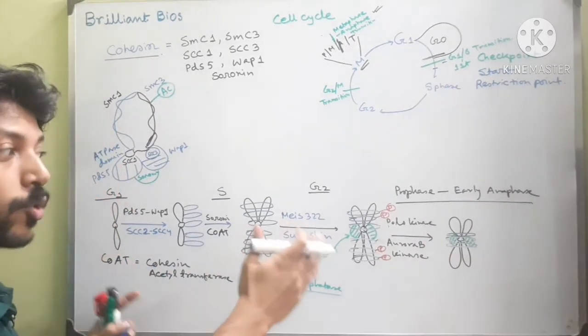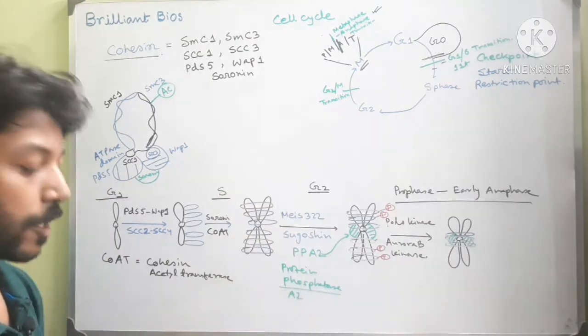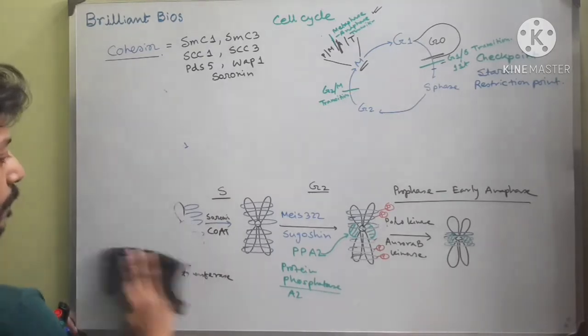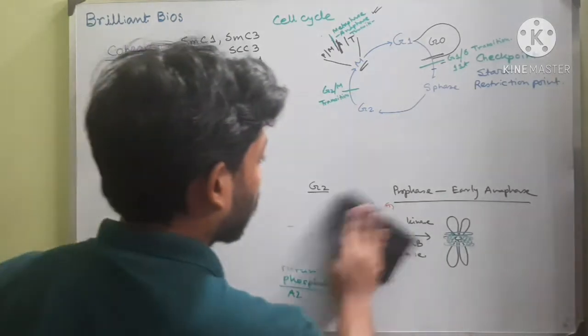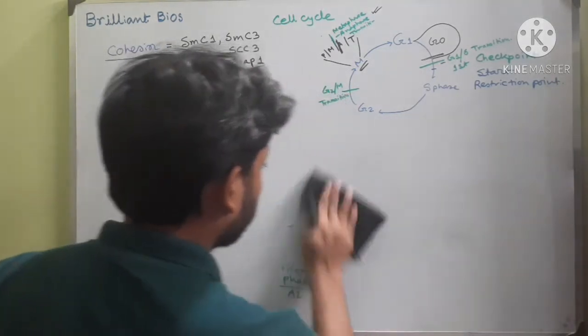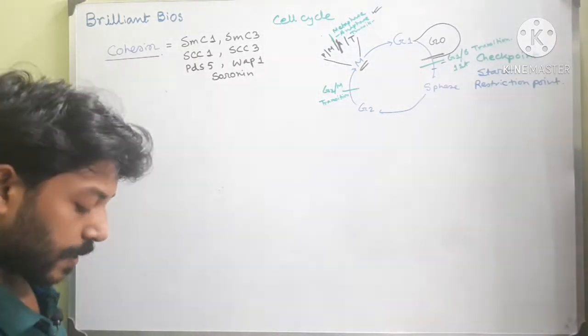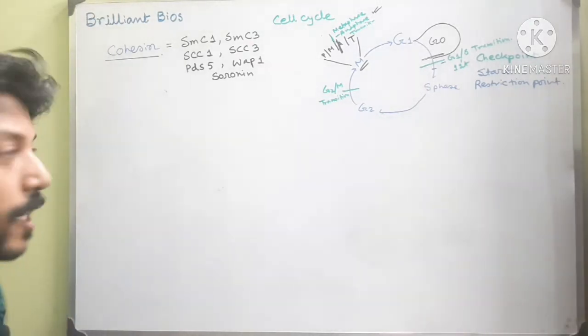Here the first story ends and the second story starts. I will show you in this class. This is the first story, the cohesin. The second story starts with the centrosome.